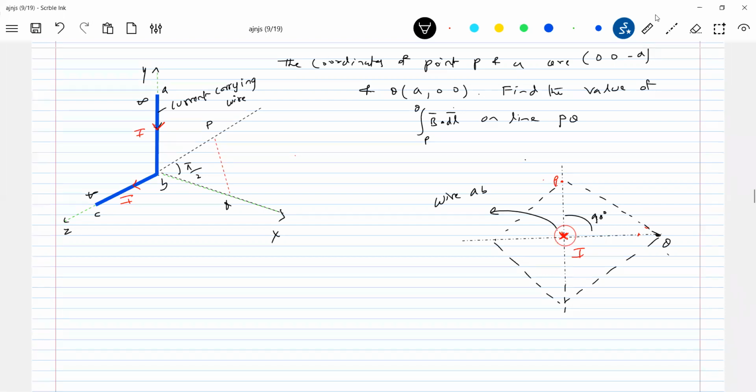Why is there no B dot dl due to BC? It is lying tangential, no? So again, take the help of the finite wire we discussed. So this is the path, and this is that wire BC, lying here, and this is the current I.